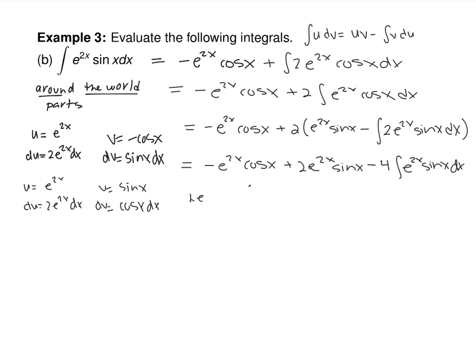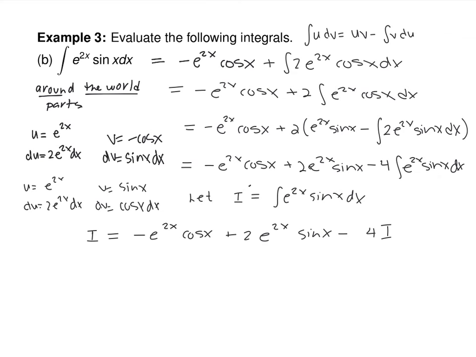And at this stage, I'm going to let I equal the integral of e to the 2x sine x dx. So notice what I have is the integral I is equal to negative e to the 2x cosine x plus 2e to the 2x sine x minus 4 I's. And I can add those 4 integrals to the one integral on the left, giving me 5 integrals.